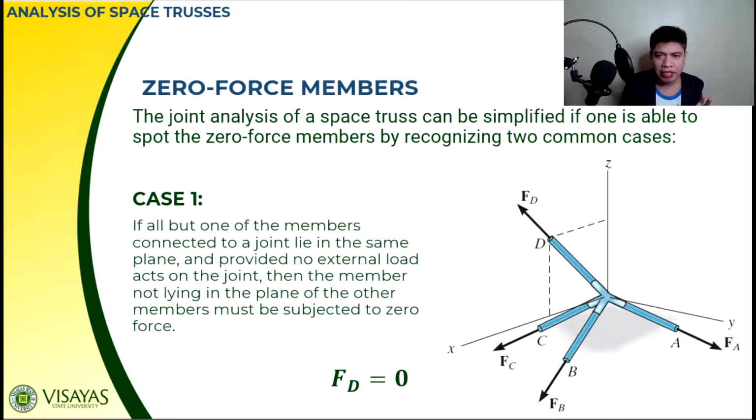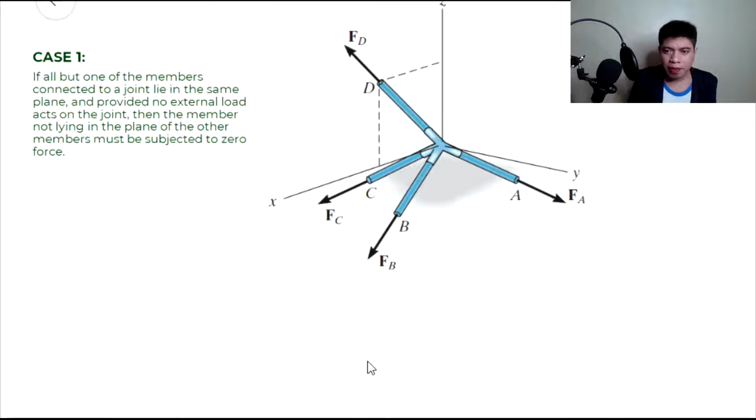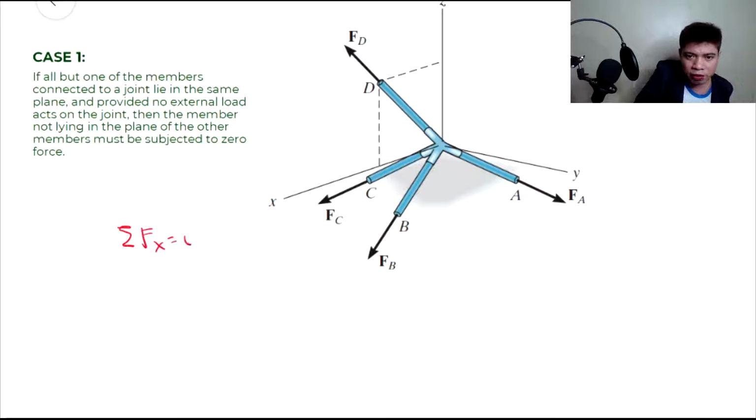So, ang tanong guys, bakit siya zero force member? Okay. So, sige nga, itry natin i-prove na si FD nga is zero. Okay. So, ito tayo guys. Di ba nga guys, sa bawat joint, kailangan nating masatisfy yung tatlong equilibrium equations, di ba? So sa case na to, since we are analyzing this joint, kailangan natin masatisfy si summation of forces x equals to 0, summation of forces y equals to 0, and summation of forces z equals to 0.